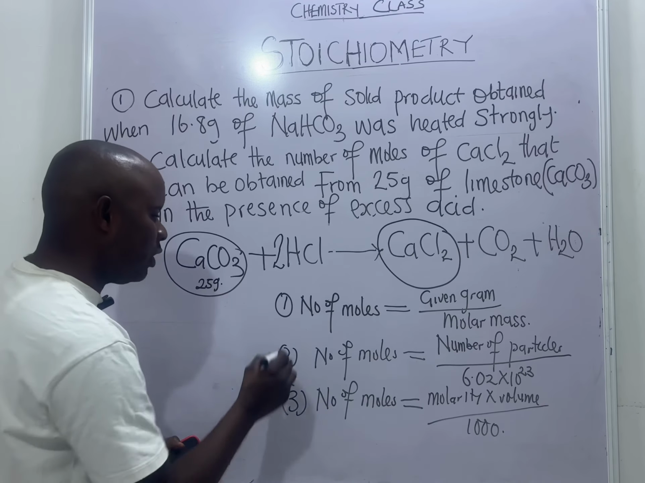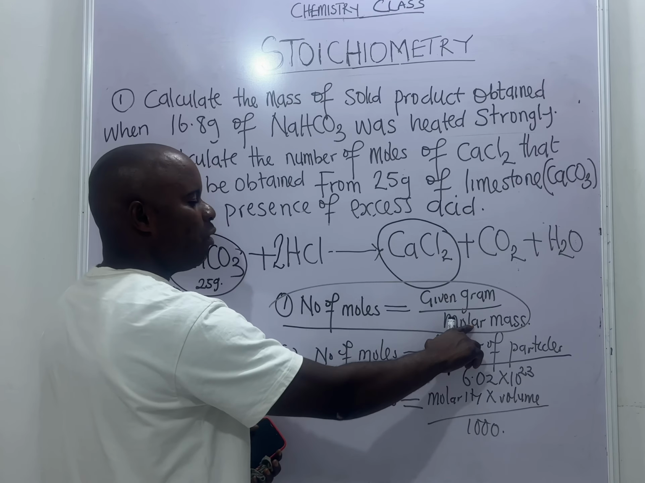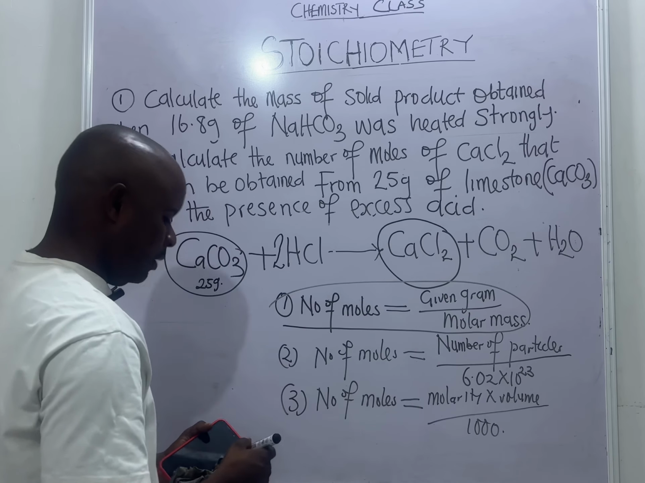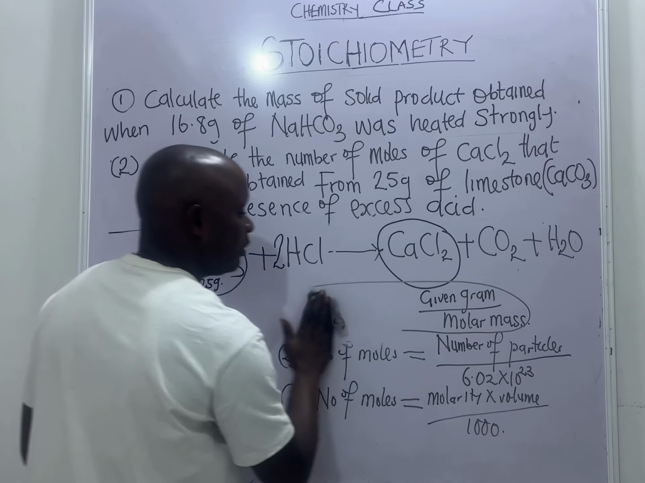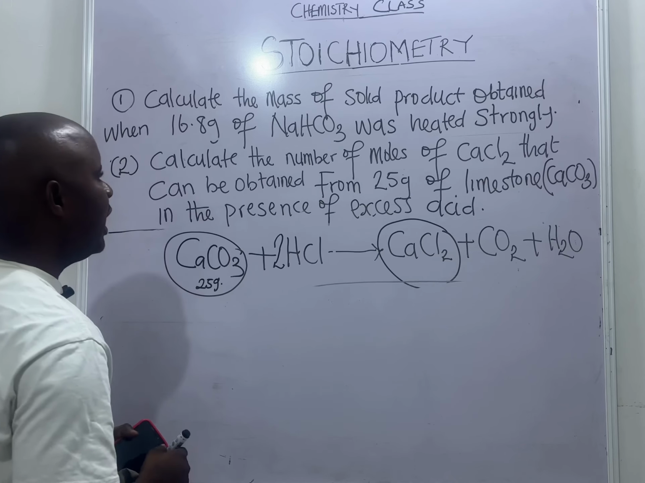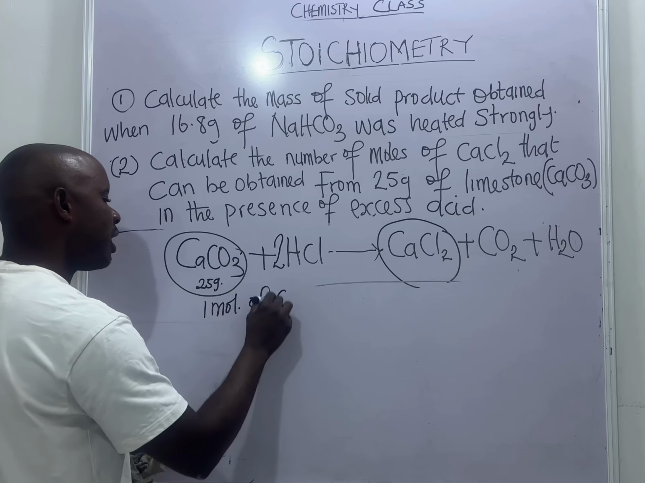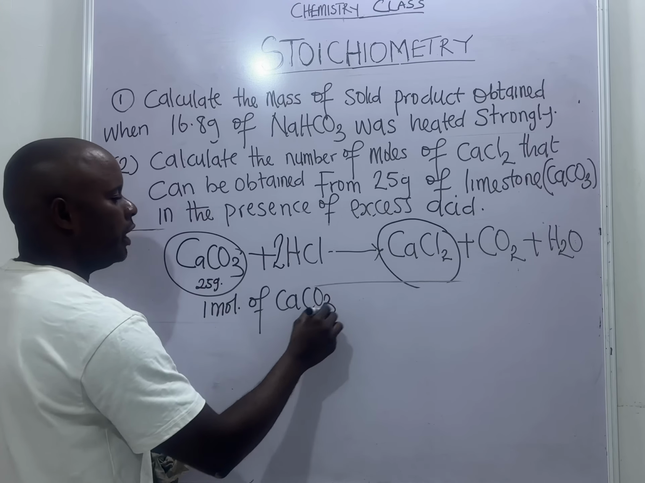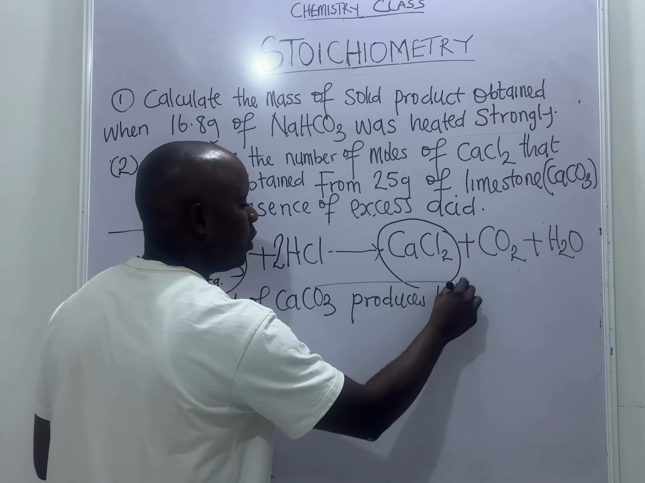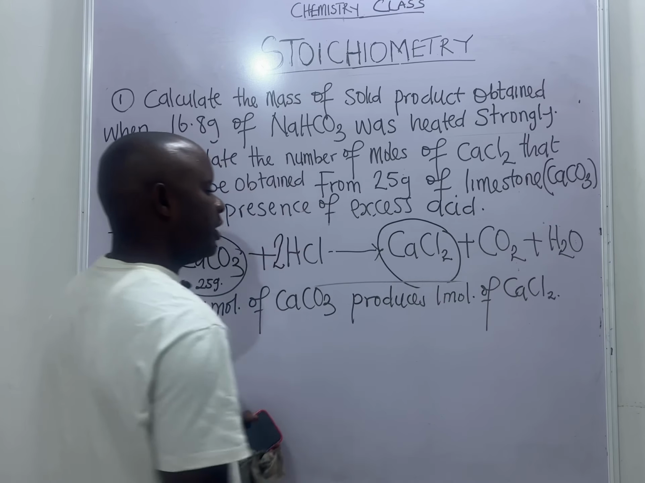By so doing, we are going to make use of this first equation. Since the mass of a given sample is given to us, we can calculate the molar mass. These moles will be very important for us. From the given stoichiometric reaction, one mole of calcium carbonate produces one mole of calcium chloride during this chemical reaction.